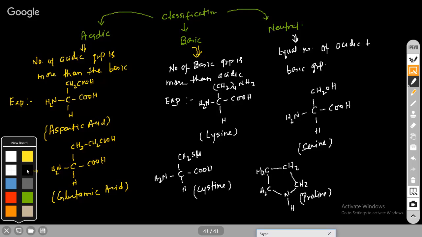Apart from all these, you just go through the structures given in NCERT. A few common structures I have done, but there may be some different ones also in NCERT. Just go through them. Now next you see is deuterion. This is important from the JEE point of view.